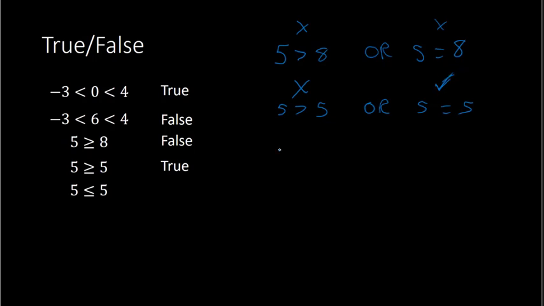Next, if I had 5 is less than or equal to 5, that means 5 is less than 5, or 5 is equal to 5. Well, 5 is not less than 5, but it is equal to 5. So therefore, it is true.